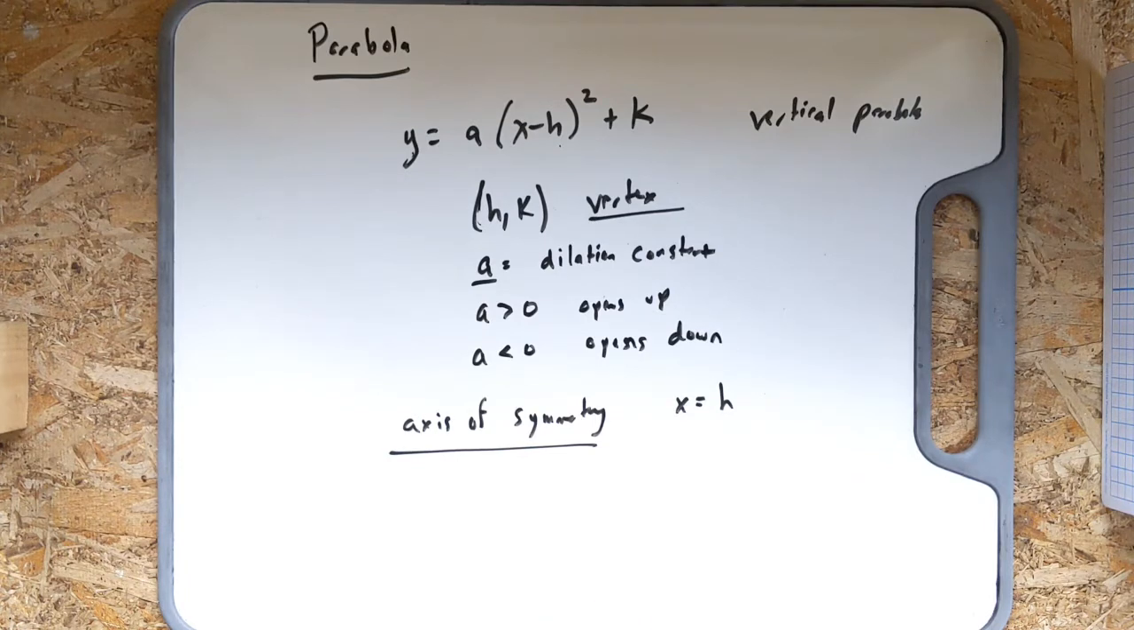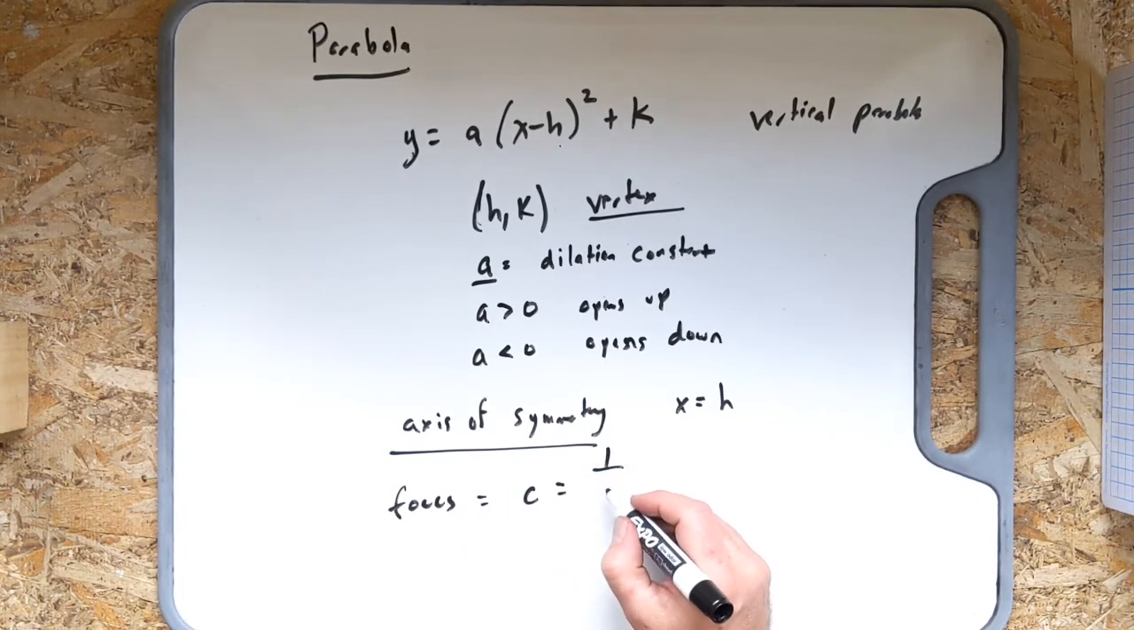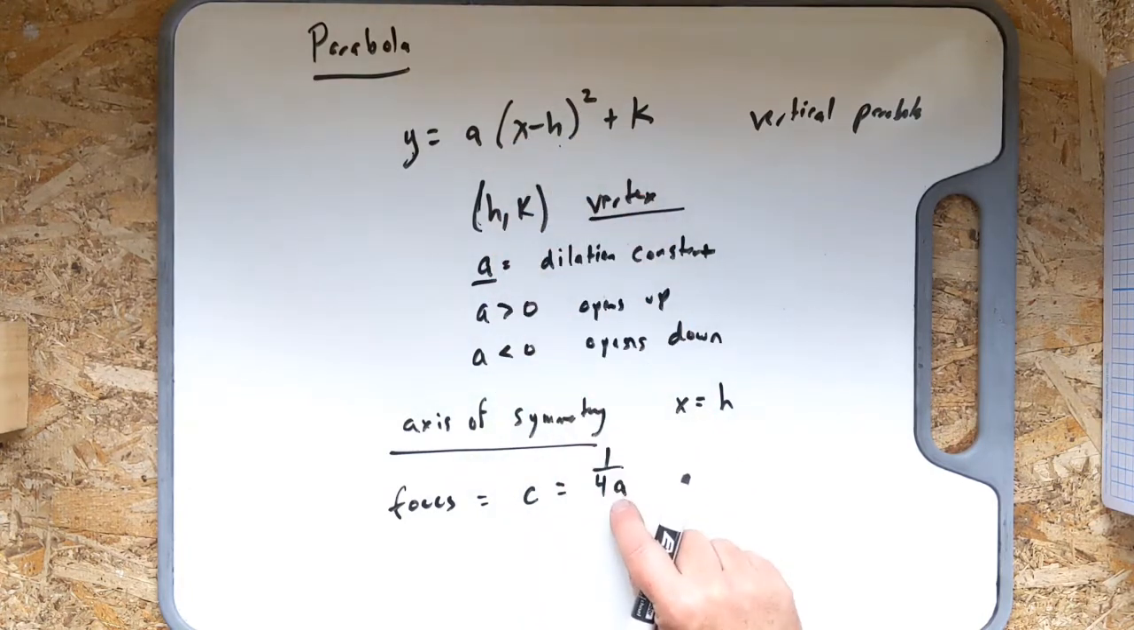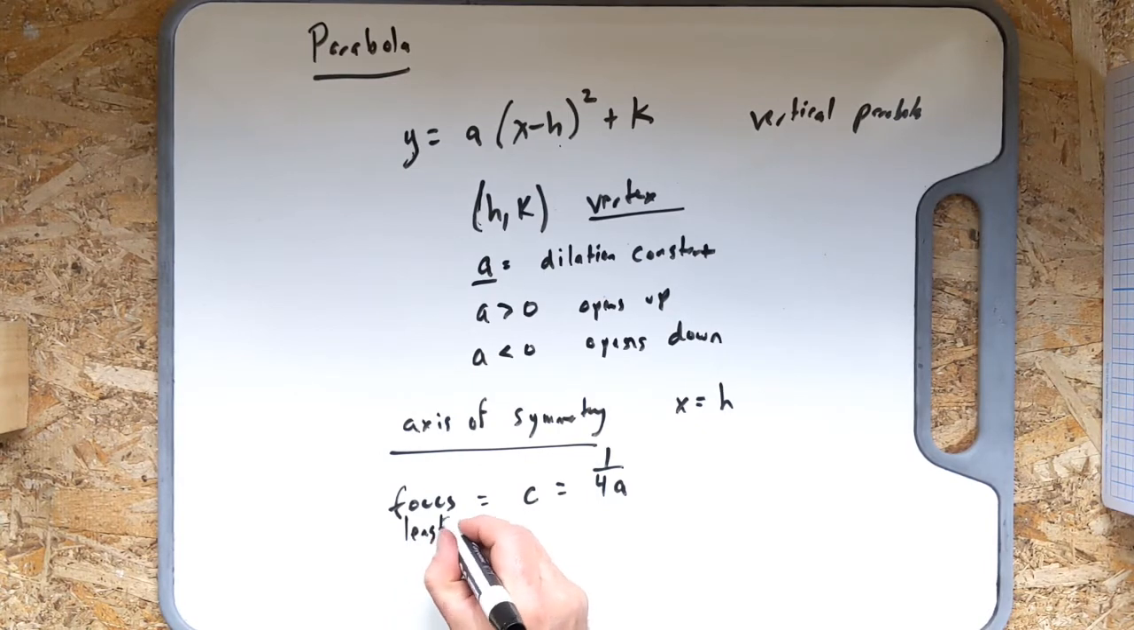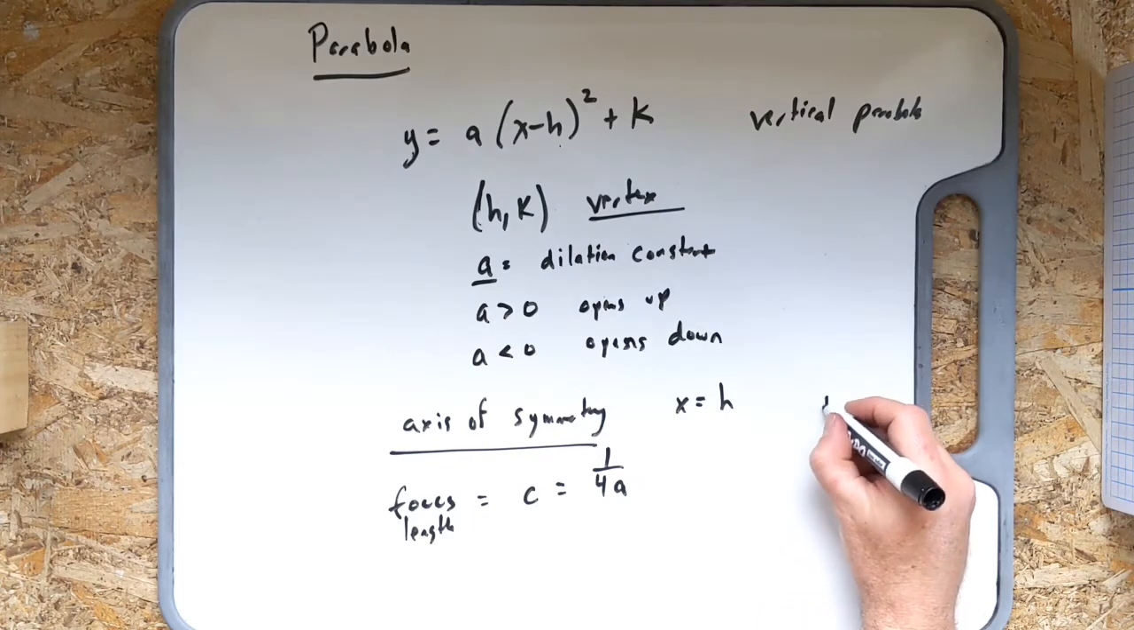Let me give you all the equations in one spot, and then we'll calculate them. We have the focus. The focus is actually determined by A, and we're going to call the focus length c. And it is 1 over 4 times A. So in other words, if you have 1 in front of your parabola, your focal length is 1/4. If you want to get the focal point, you just go to your vertex and go up by the focal length.